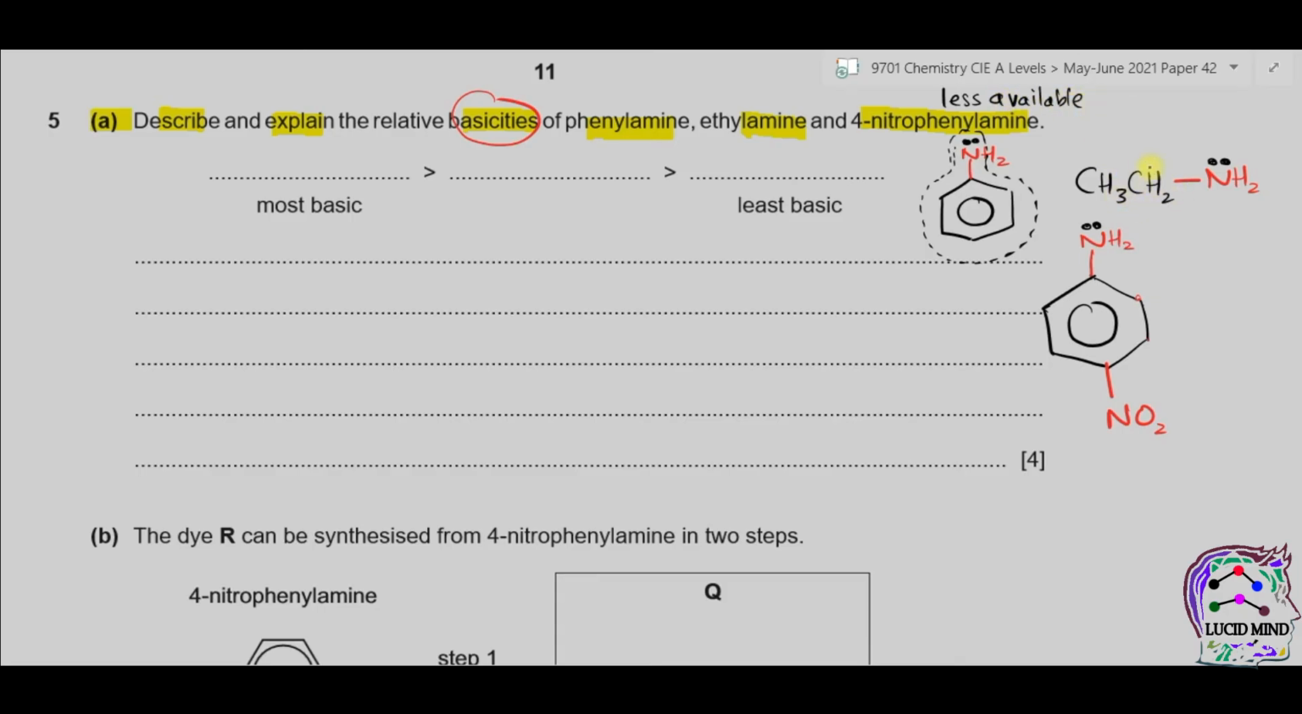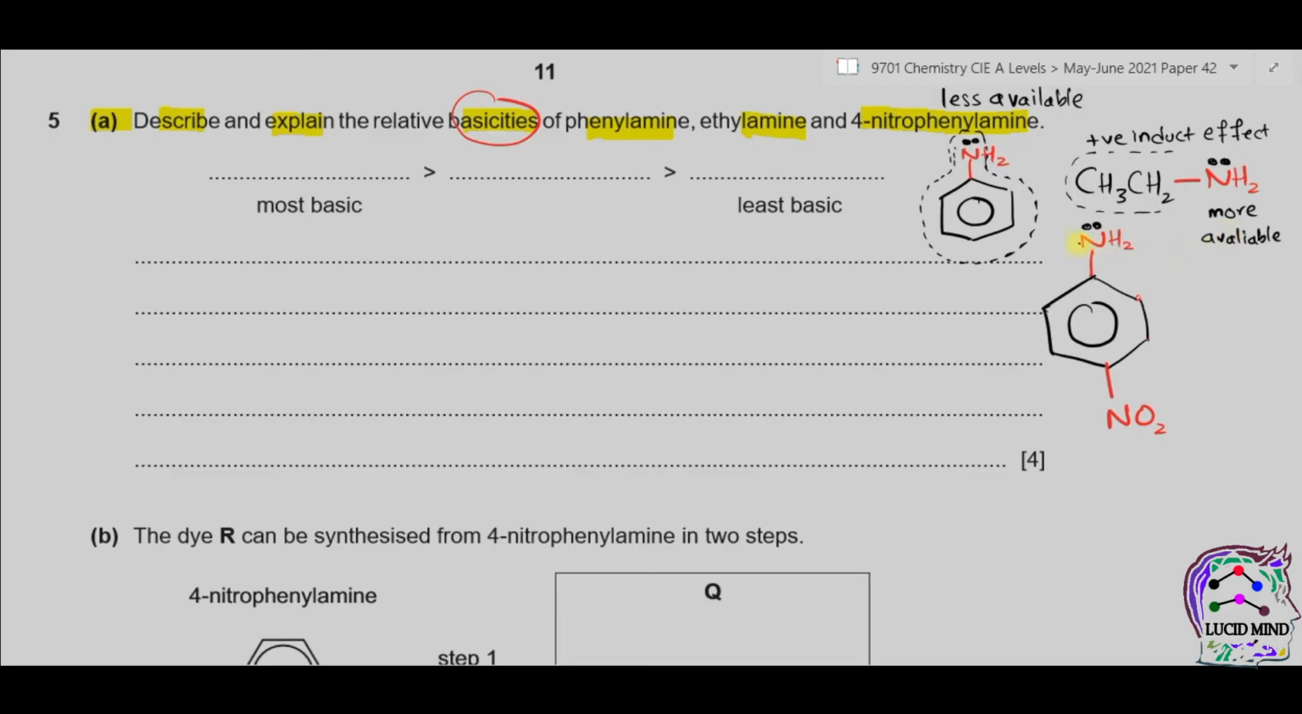In second one we can see we have alkyl group attached with NH2. Now alkyl group is electron donating as it has positive inductive effect. So due to positive inductive effect, it increases the chances of lone pair to be here. So therefore lone pair is more available for proton. So more availability of lone pair means more basic.